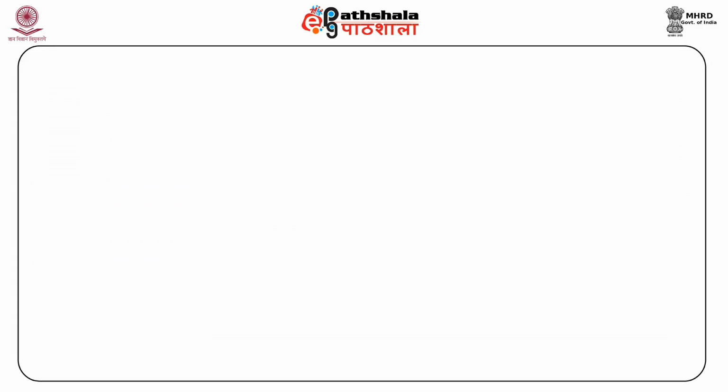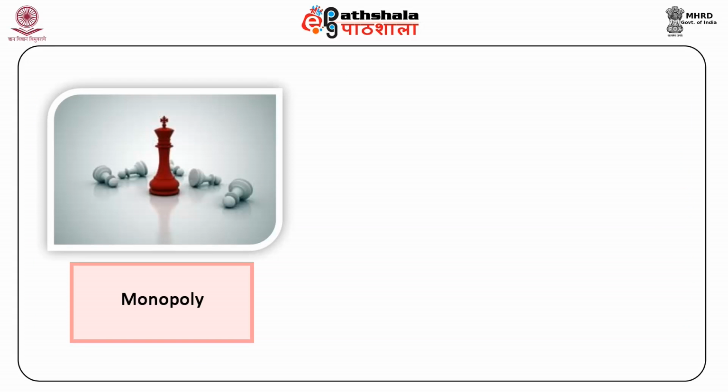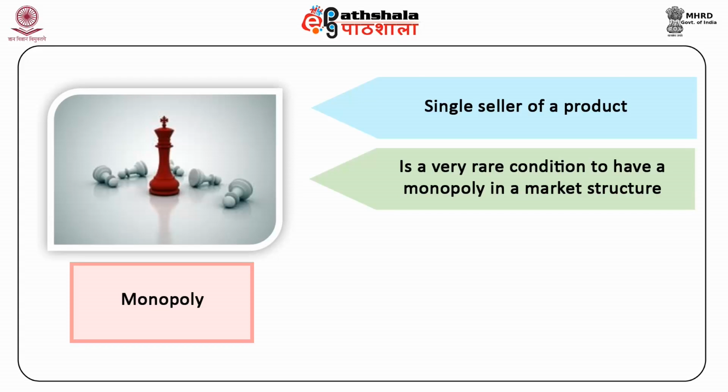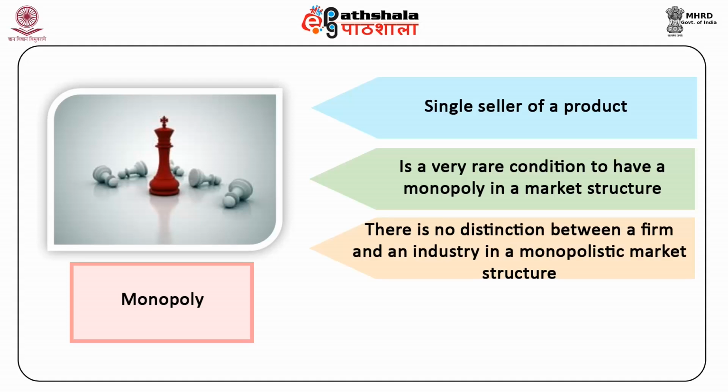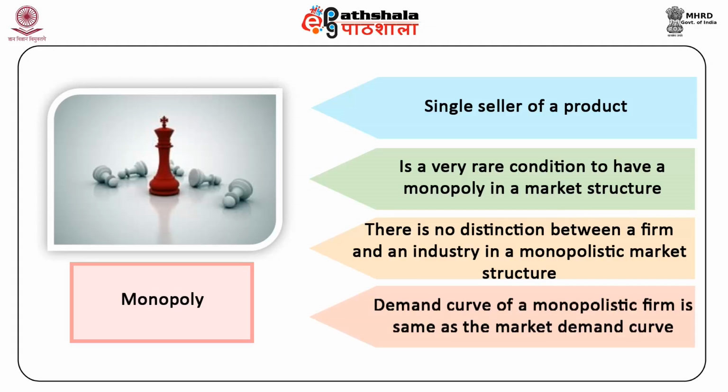Meaning and characteristics of monopoly. Monopoly means single seller of a product, but it is really a very rare condition to have a monopoly in a market structure, especially in the private sector. Since a monopolized industry is a single firm industry, there is no distinction between a firm and an industry in a monopolistic market structure. Hence, the demand curve of a monopolistic firm is the same as the market demand curve.